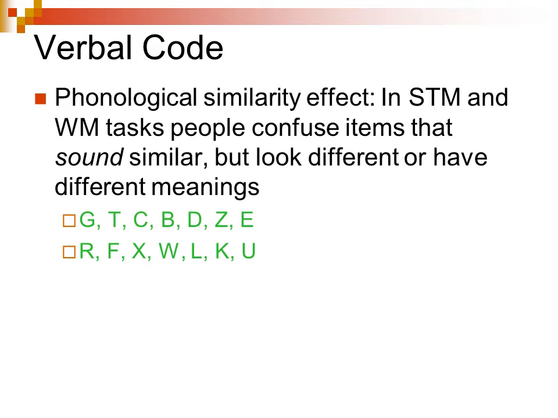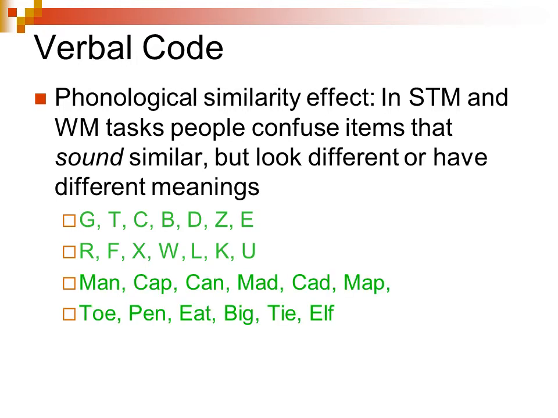Let's do one more demonstration of the phonological similarity effect using words this time. So here's the first list of words: man, cap, can, mad, cad, map. Okay, repeat those words. Okay, here's the second list: toe, pen, eat, big, tie, elf. Okay, repeat those. So again, which list was more difficult to remember? I bet it was the first list of words for the same reason, because the words in that list sound more similar to each other, meaning they're difficult to tell apart in short-term memory.